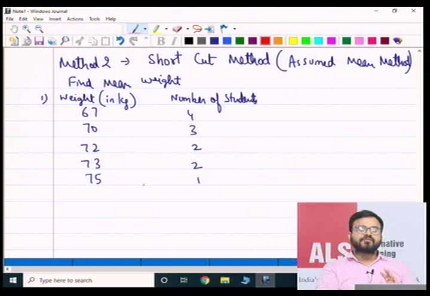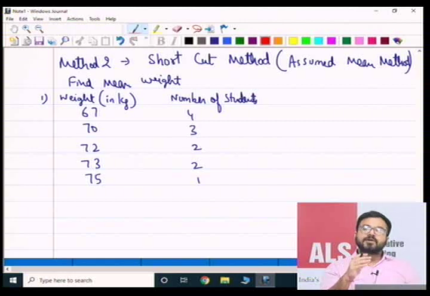In this one, we just have to pick any value from this weight as our assumed mean. You can pick any number of your choice, but it will be very helpful if we pick a number out of these given numbers, and a number which lies in the middle of these given numbers. Why are we doing so? Because we have to take the deviation from it. We have to subtract that number from it.